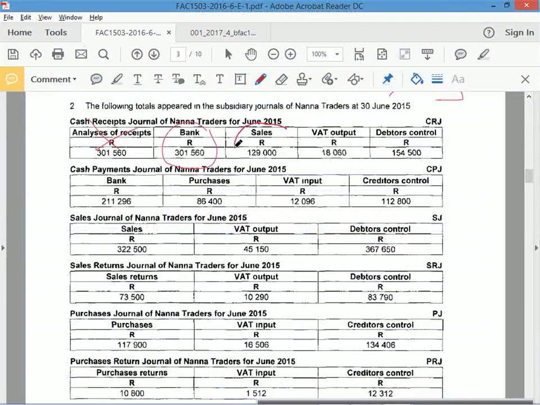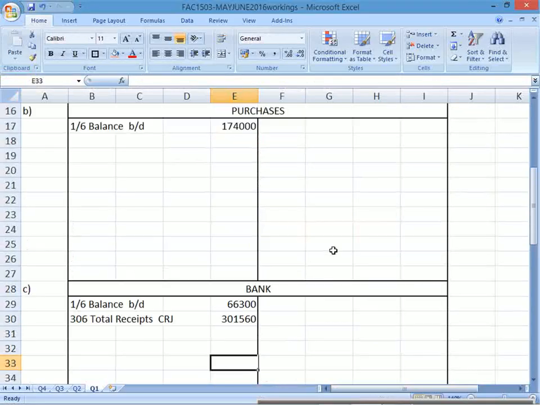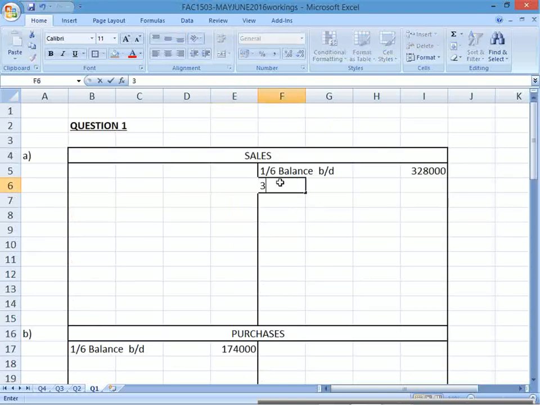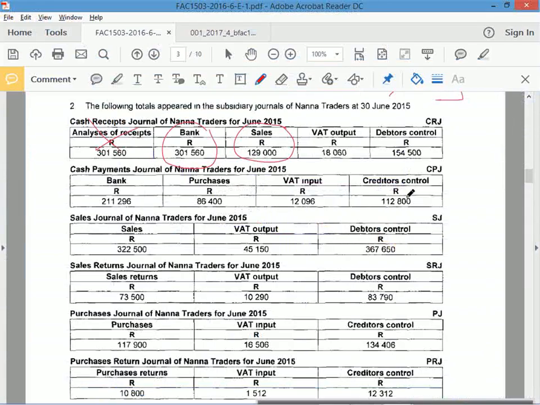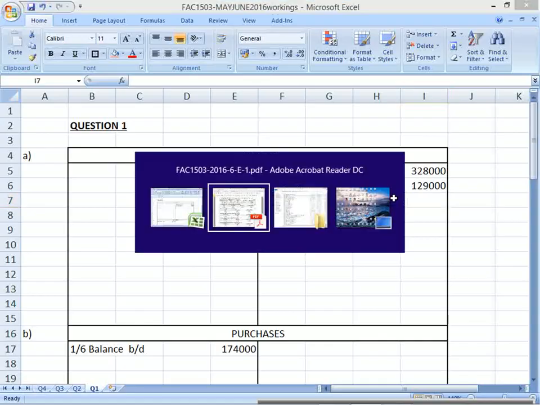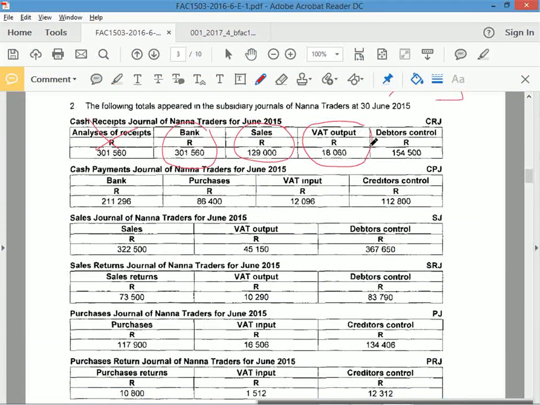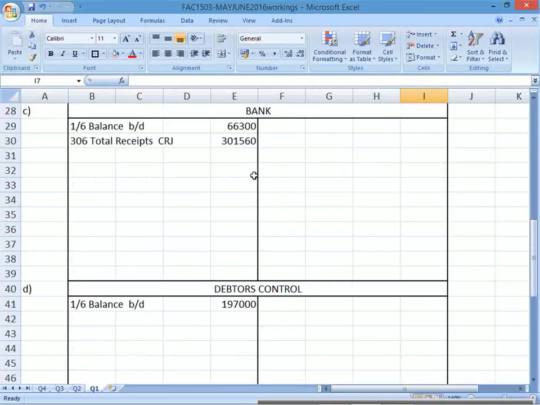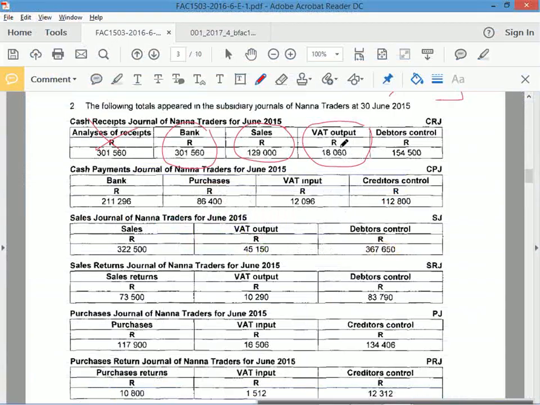Next, sales. Did they ask for sales? Yes, they did. What sales are these? Cash sales. What's going to happen to your income? It's going to go up. So in sales, you're going to record the cash sales. How much? 129. Happy? Good. VAT output, did they ask for it? No, they didn't. They asked for sales, purchases, bank, debtors, and creditors. That's it. Don't need it then.